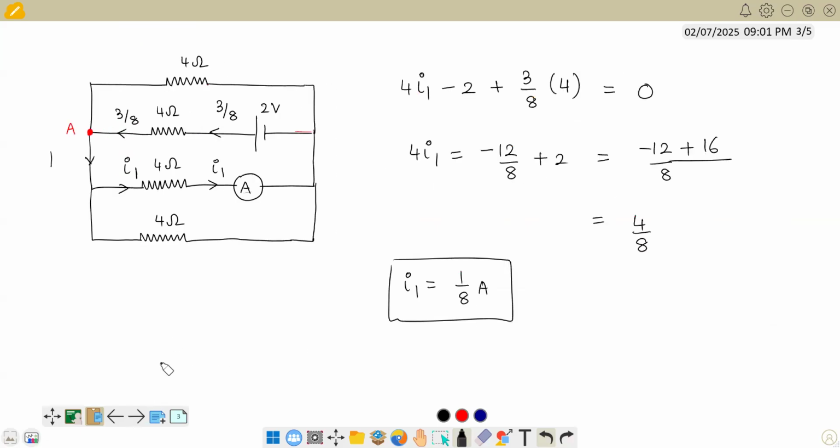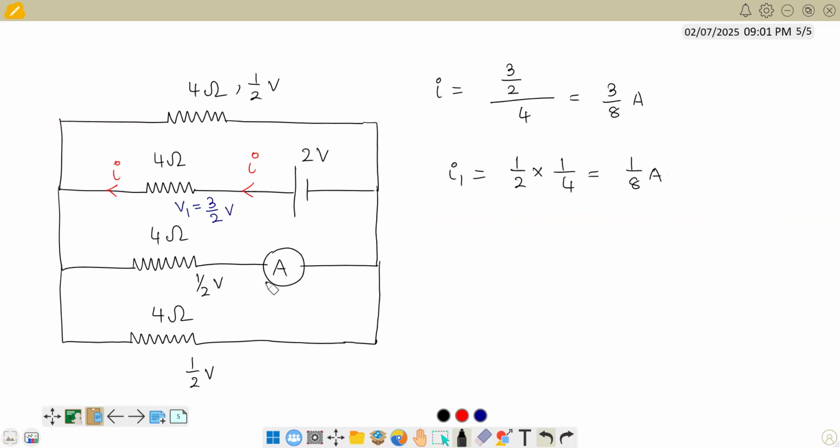Just to explain you all the methods, I have gone through this. Hope you understood how I have solved.